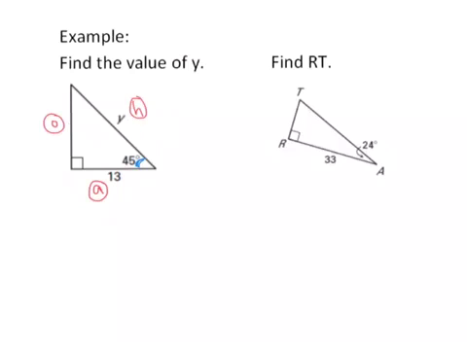This is where you might write SOHCAHTOA on your paper somewhere. This is another way that some people write it. So which of these trig ratios has an a and an h in it? This is the only one. So we know we're going to be using cosine.